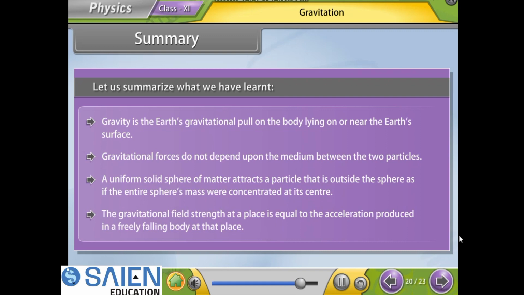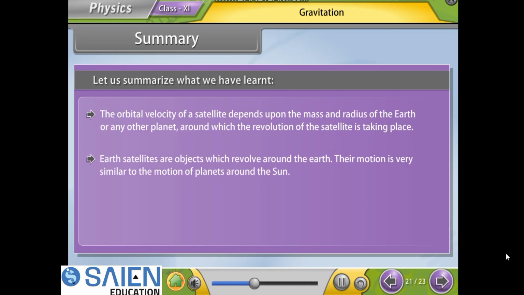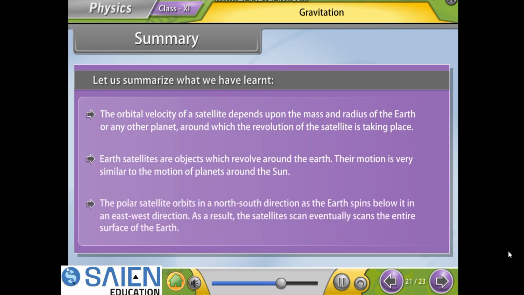The gravitational field strength at a place is equal to the acceleration produced in a freely falling body at that place. The orbital velocity of a satellite depends upon the mass and radius of the Earth or any other planet around which the revolution of the satellite is taking place. Earth satellites are objects which revolve around the Earth. Their motion is very similar to the motion of planets around the Sun. The polar satellite orbits in a north-south direction as the Earth spins below it in an east-west direction. As a result, the satellite eventually scans the entire surface of the Earth.